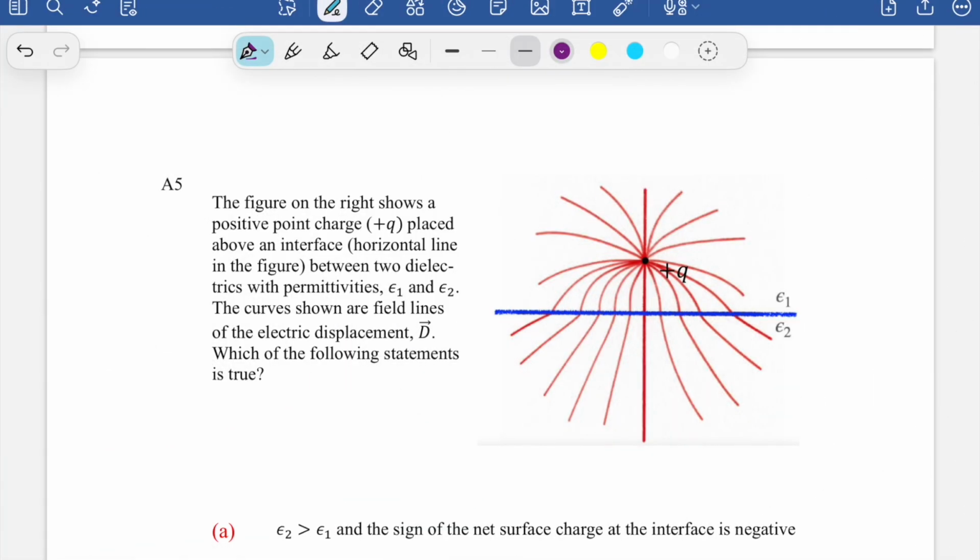Question 5 from section A. Here there is a field. There are two dielectric media of permittivity epsilon 1 and permittivity epsilon 2. A charge plus Q is placed at a distance d from the plane separating the two dielectric media.